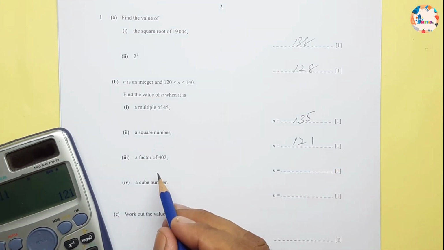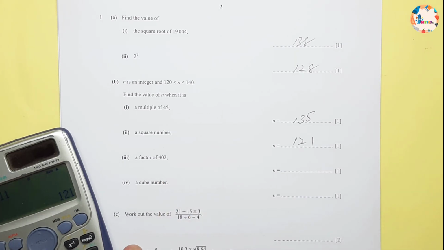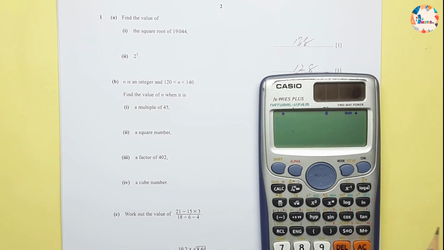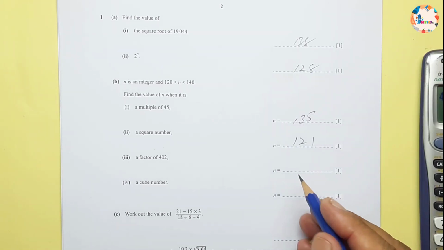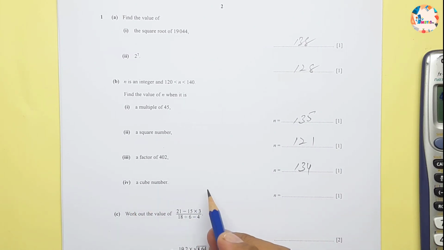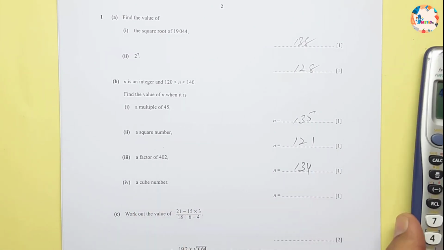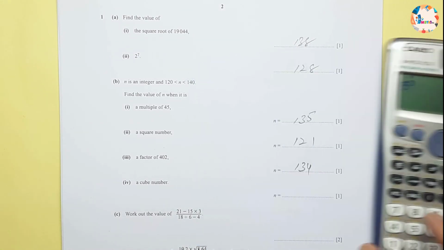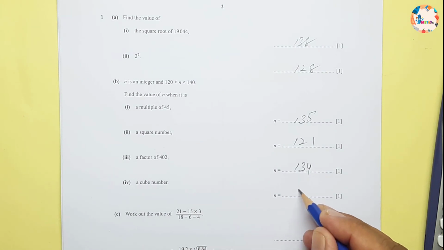A factor of 402: 402 divided by 134 will be equal to 3, so we can write 134. Then a cube number is 5 cubed. 5 cubed will be equal to 125, so 125 is in between that range which is given.